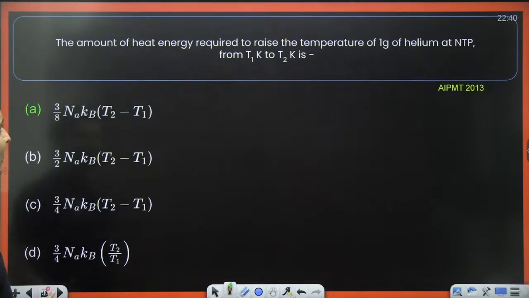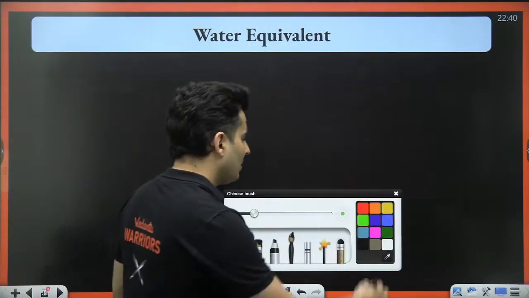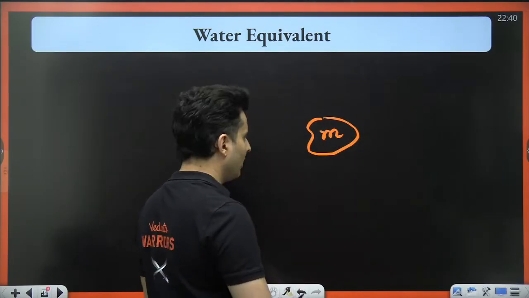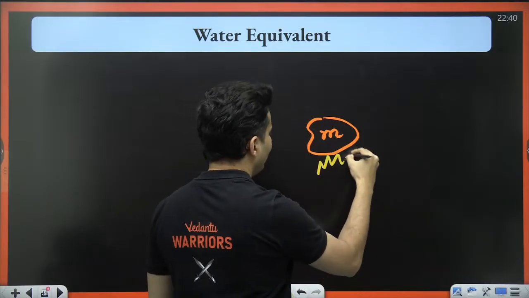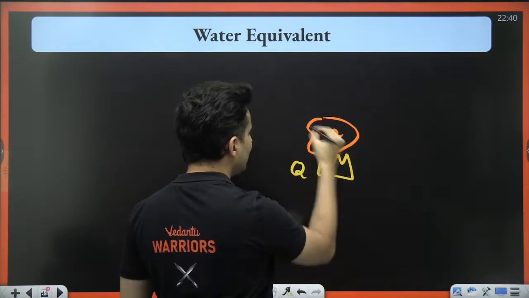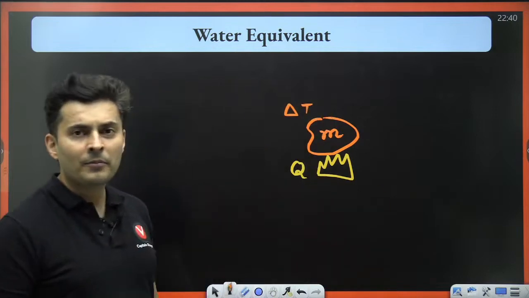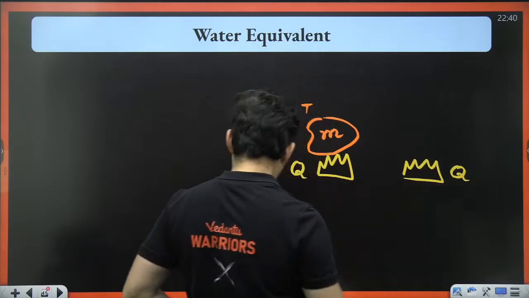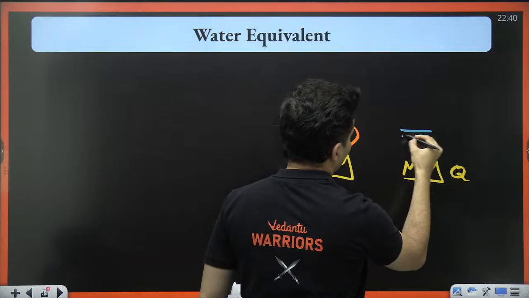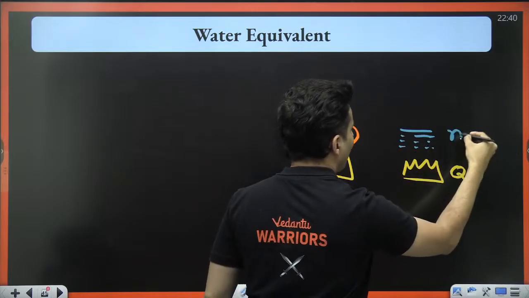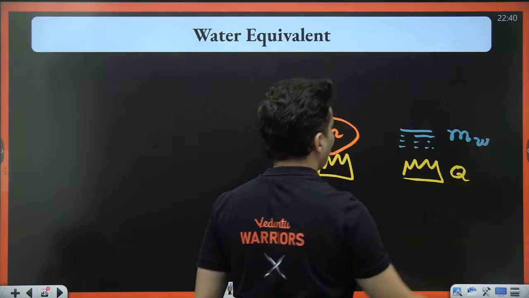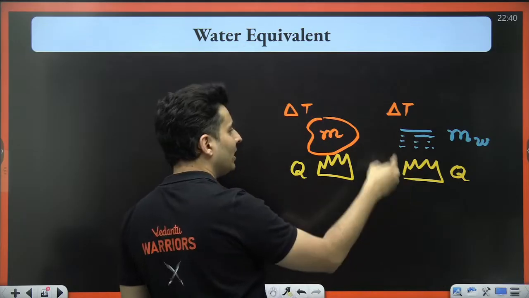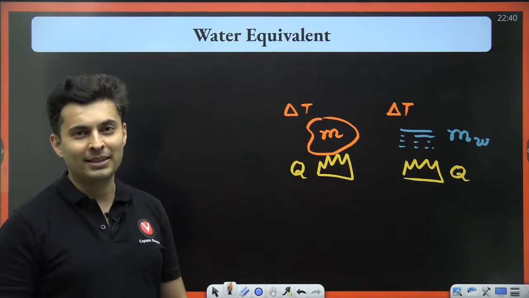Now you also have something called the water equivalent. Water equivalent, meaning if you have a body of certain mass, and you are providing some amount of heat, and you see that the temperature changes by delta T, then if you provide that same heat to some water, that mass of the water which is needed so that the temperature changes by the same amount is called the water equivalent.